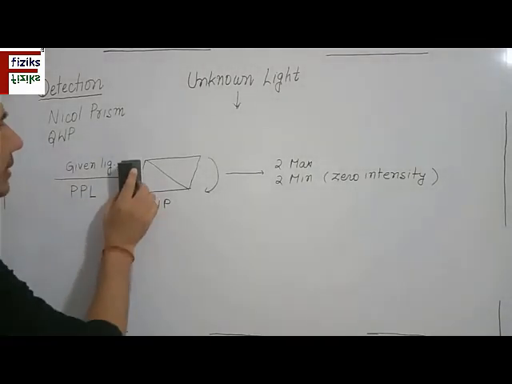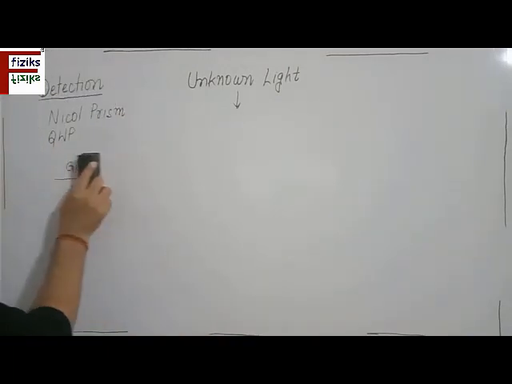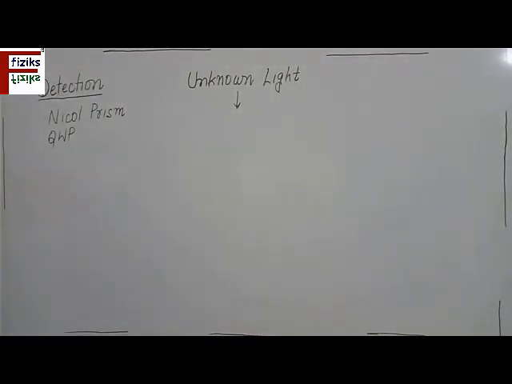Now the second case. As we have already discussed, when the given light is passed through the Nicol prism and we are getting no variation in intensity, then there can be three options.